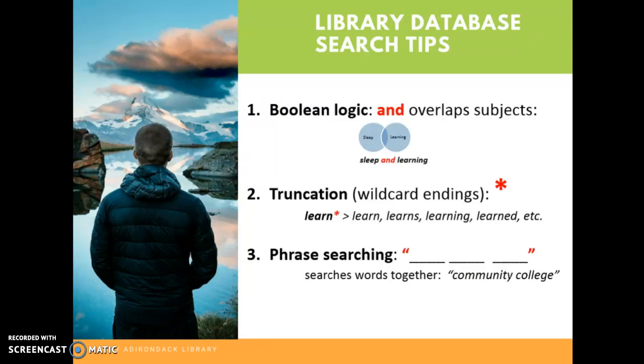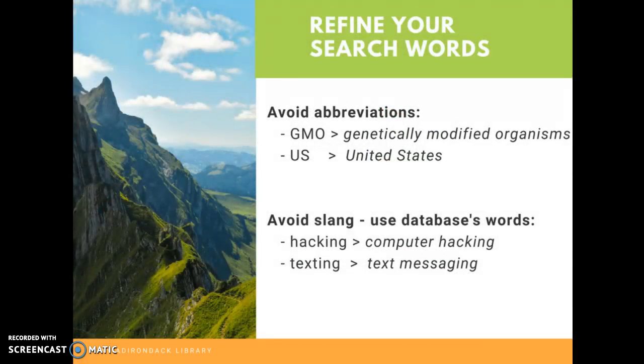Lastly, phrase searching, when you want to have two or more words found next to each other. I'm using the example of community college. So if you put in the quote marks, community college, close quotes, that will find the two words locked together. It adds precision to your search.